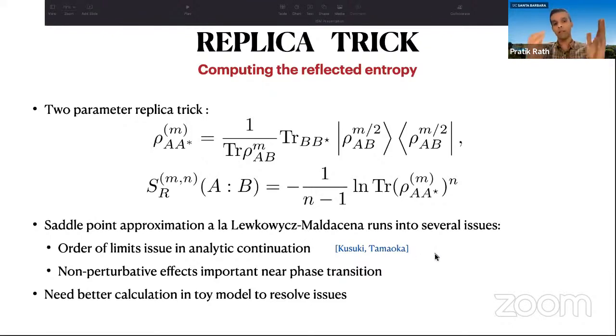And further, as Sukrut just asked, when you have a phase transition in the entanglement wedge, the reflected entropy suddenly jumps from a value that's 0 to a value that's non-zero. So there's a very sharp discontinuity in the value of the reflected entropy if we believe the holographic proposal. This indicates that there are non-perturbative effects that are important near this phase transition. And so one would also like to get some handle over such effects in the path integral. And so overall, we need a better calculation in some toy model to be able to understand this issue.